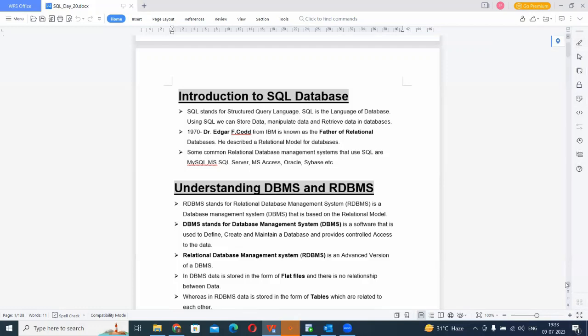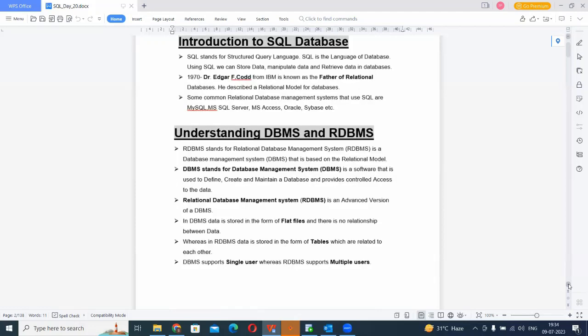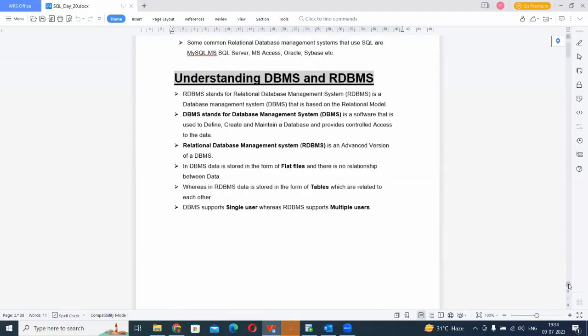So guys, now let me give you a simple difference between DBMS and RDBMS. So what does RDBMS stand for? RDBMS stands for Relational Database Management System. It is a database management system that is based on a relational model. So guys, whenever I say data is based on a relational model, it means I have my data in the form of tables.